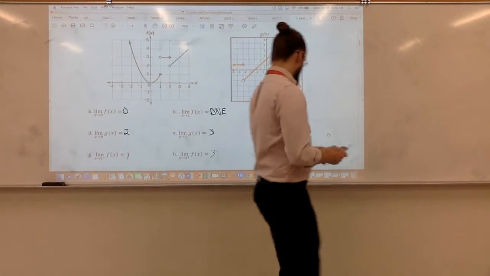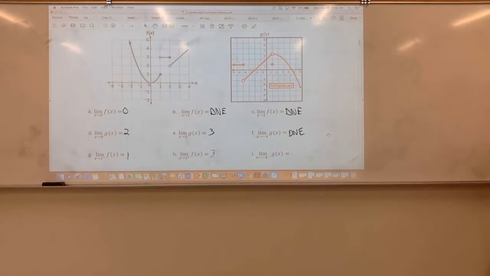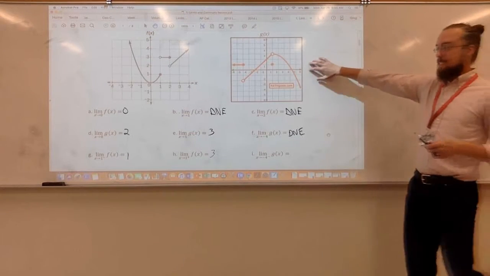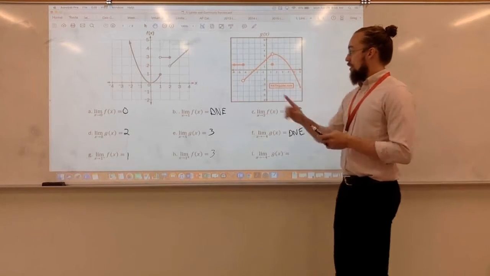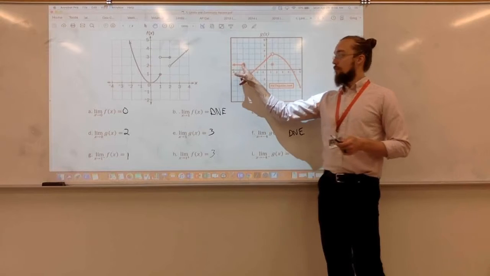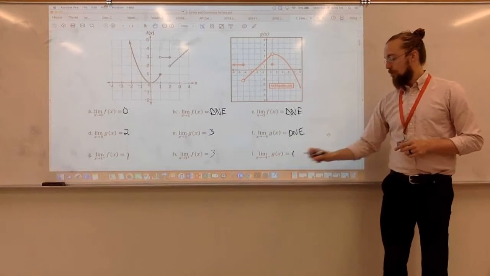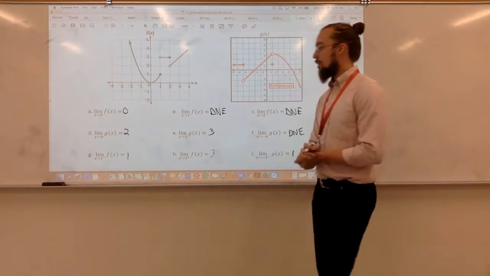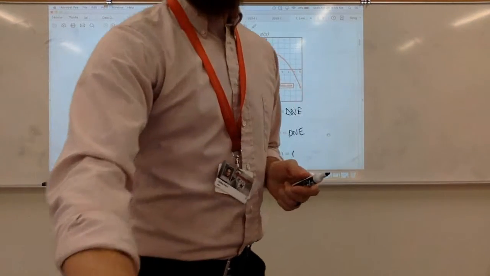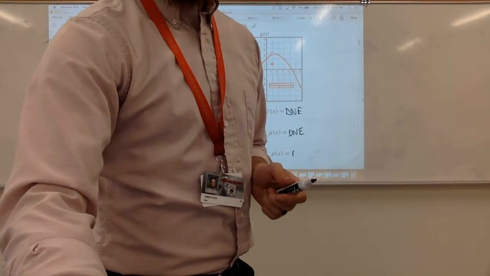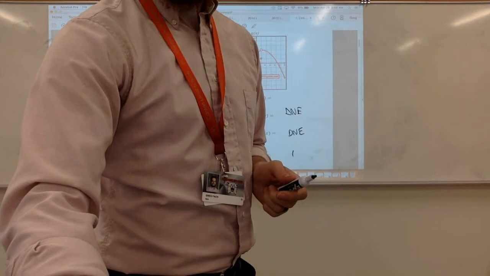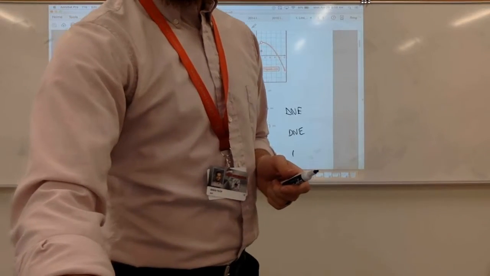How about, as x approaches -4 from the left for g? -1. From the left, I think it would be 1. Right. So zoom out a little bit here to get the rest of them.